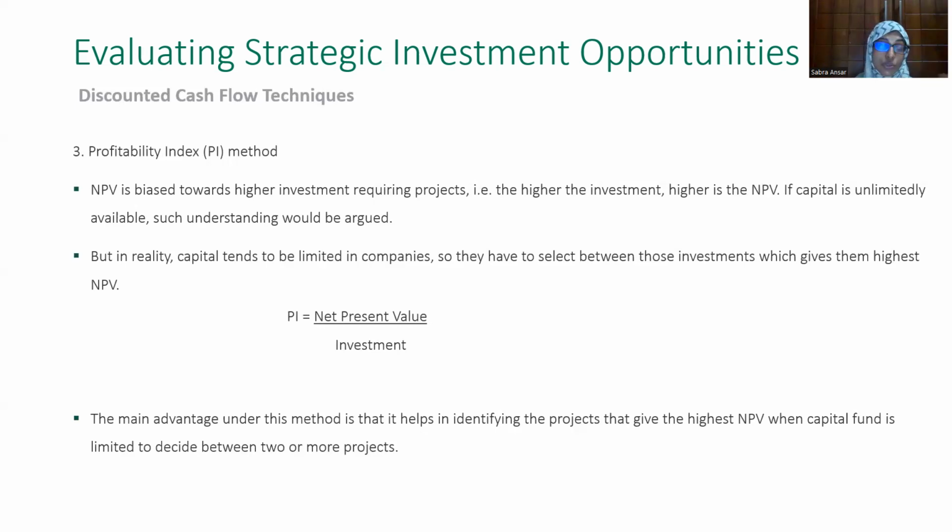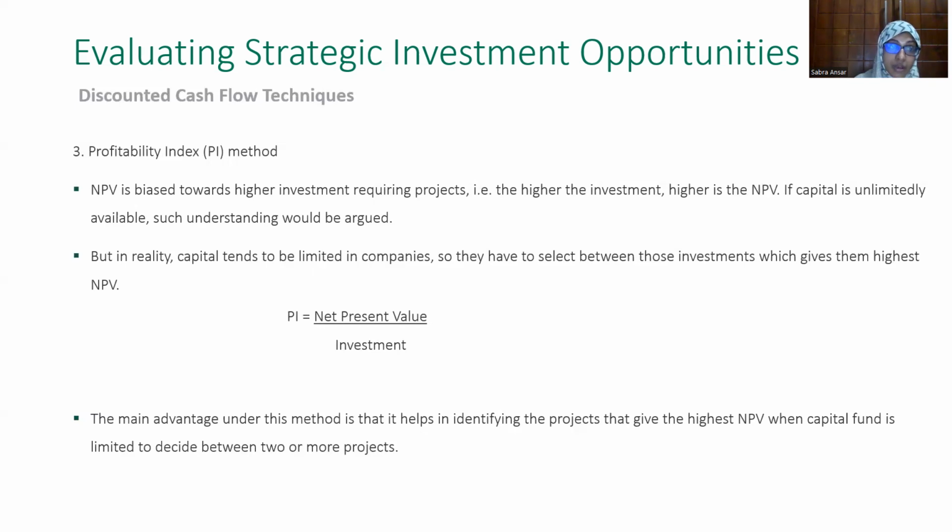If capital is unlimitedly available, such understanding could be argued. But if we do have a limitation in the funds, when we are taking a decision based on the funds that we have, there should be some way that it could be selected well. Therefore, the profitability index can be calculated. In reality, capital tends to be limited in companies, so they have to select between those investments that give them the highest NPV.